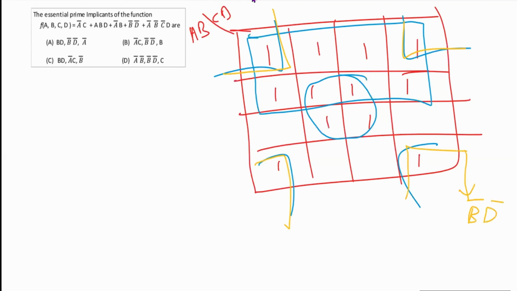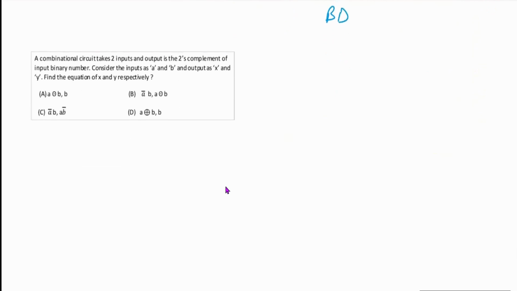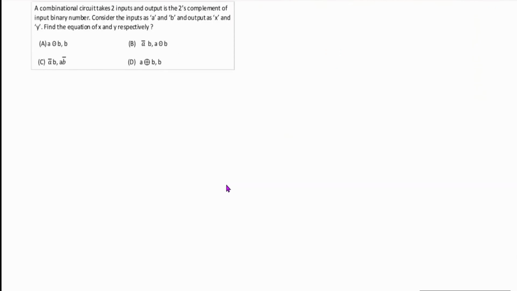Okay, for this center pairing, you will get an expression B D. For this pairing, you will get an expression A bar. Okay, so you can find out which option is correct one. So this option is matching. Okay, so this is the minimum essential prime implicants of this function f a b c d. Let's go to another question.